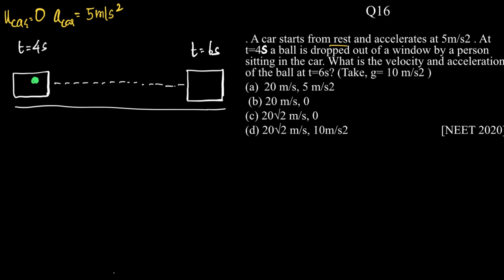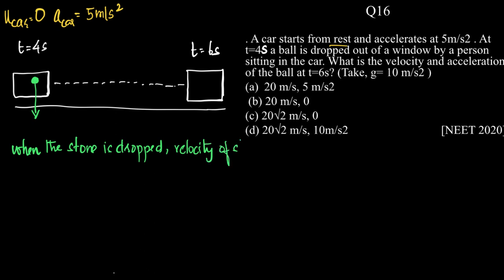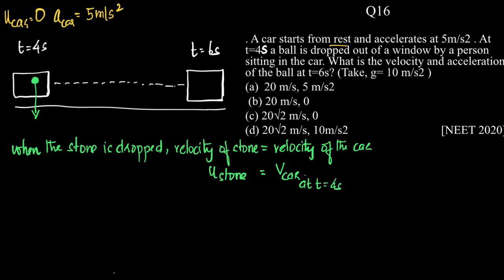Additionally, what's given is a stone is dropped, right? So see, when the stone is dropped, it is still inside the car, right? Which means velocity of stone would be equal to the velocity of the car. So u of stone is equal to velocity of the car, which is, say, let us say v of car. Okay, at what time it has been dropped? V of car at t is equal to 4 seconds. So I hope this much point is clear. In fact, this is the only concept here.